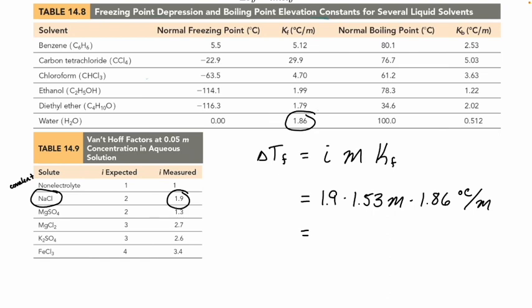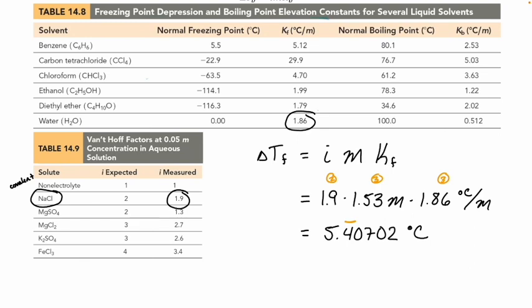Okay. Multiply that all together, I get 5.40702. My units are degrees Celsius. And how many sig figs? 2, right? This number has only 2, even though my molality and my constant have 3, I'm limited by that value with only 2. Okay, so my freezing temperature is 5.4 degrees Celsius.